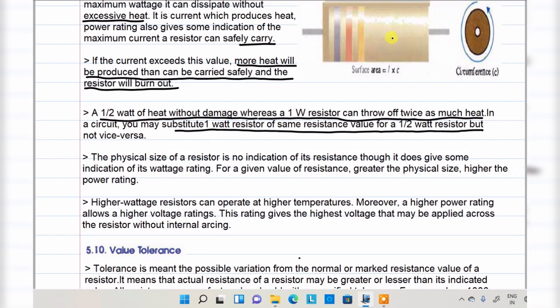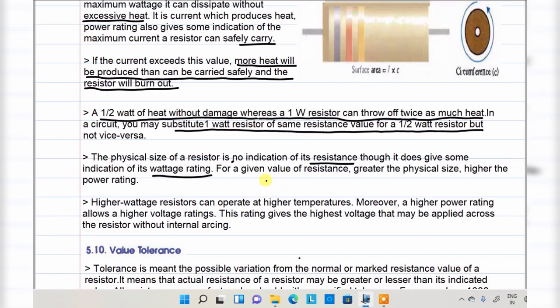After that, by looking at this particular resistor, we can't decide the resistance value. Physical size of a resistor gives no indication of resistance, even though it does give some indication of the rating. With the help of the size, we can get some indication about the wattage. Maybe it is a high watt resistor or low watt resistor based on the size. But based on the size, you can't decide the resistance value.